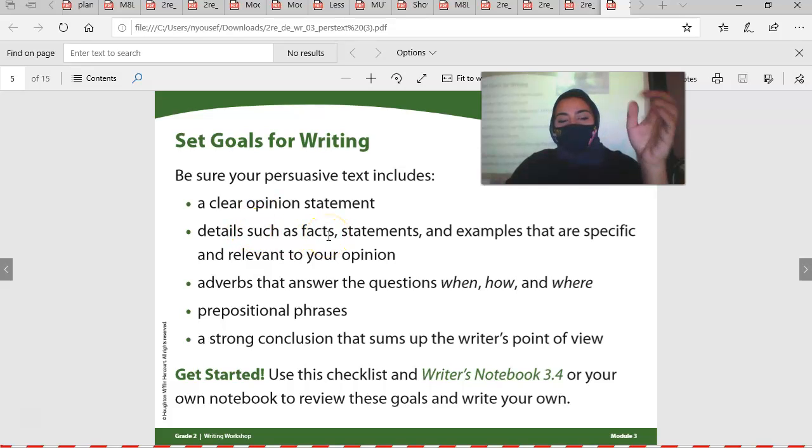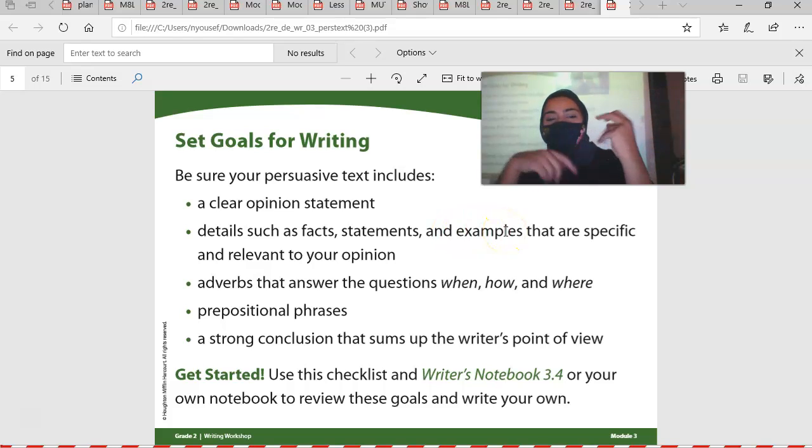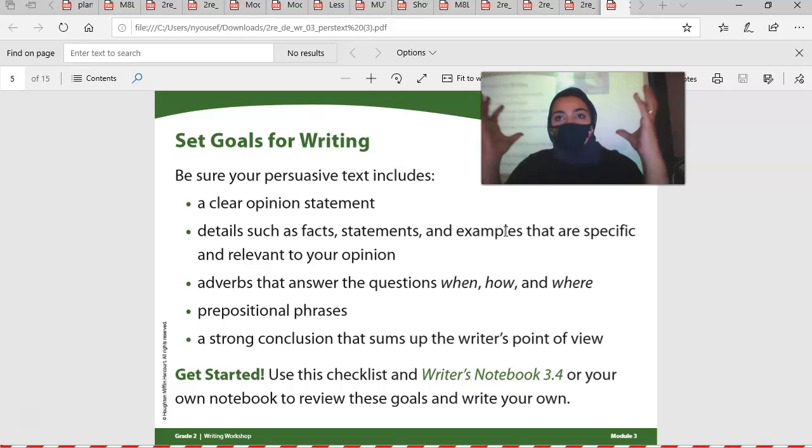Details such as facts. The next thing you need to add is details such as facts, statements, and examples that are specific and relevant to your opinion. That means they have to do with your opinion. So details such as facts. So I can say, Miss Yusuf has, so this is a fact, I can prove it. Miss Yusuf has a Promethean board that helps us see what she is writing. That's one thing. Give me a statement. Miss Yusuf is very patient and tries to really explain things to me. Okay, that's another thing.